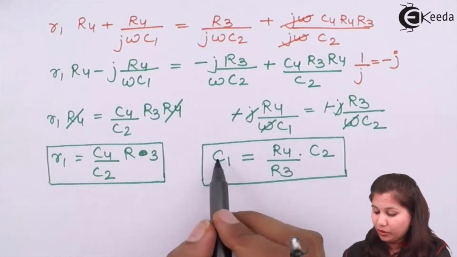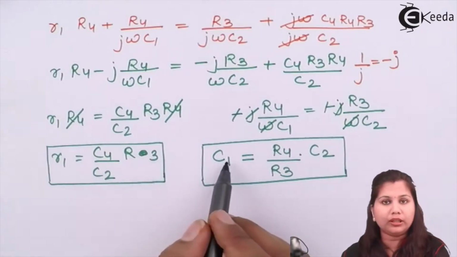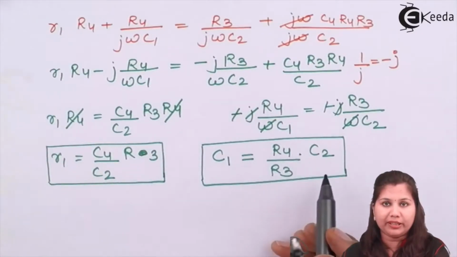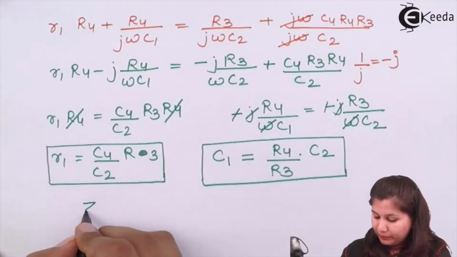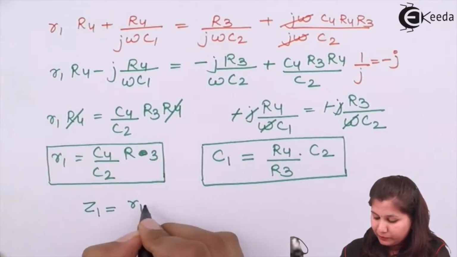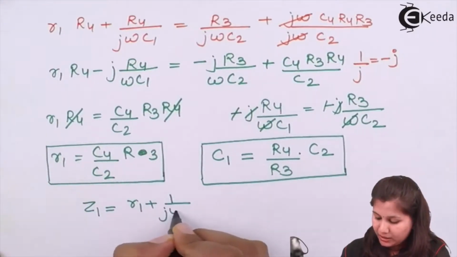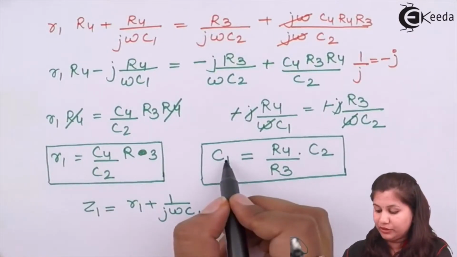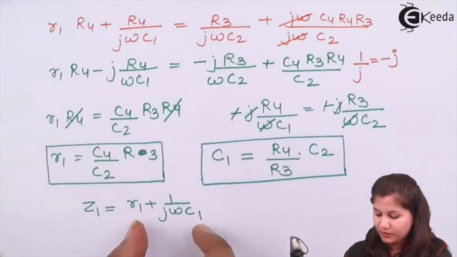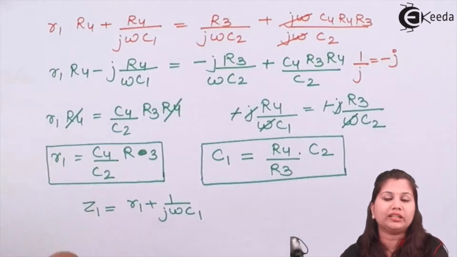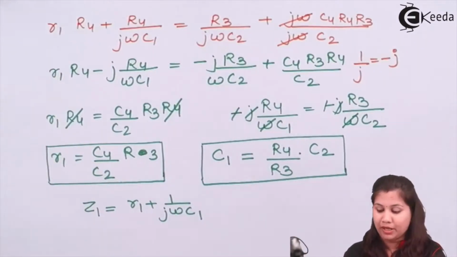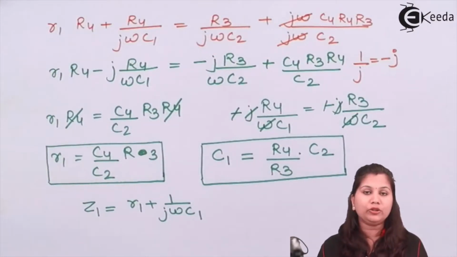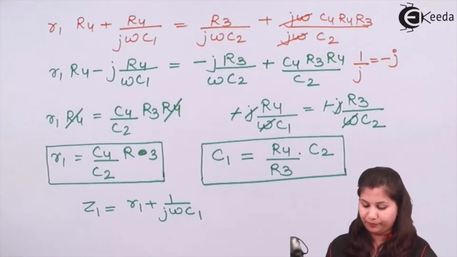You can see we have got the value of these unknown impedances or the unknown variables in terms of the known variables. Now the unknown impedance Z1 was R1 plus 1 upon j omega C1. We have got the value of R1 also and C1 also. So we can put these values in this equation and we can calculate the unknown impedance. So this is how we can measure the value of the capacitance by using the Schering bridge.